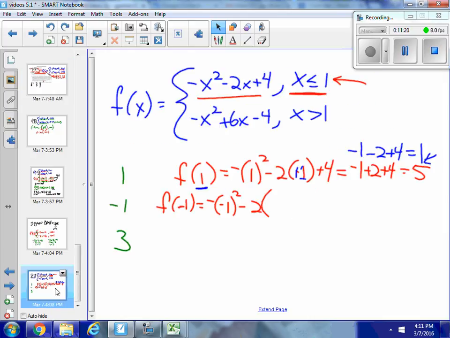Okay, now f of negative 1, now it's 2 times negative 1 plus 4. And that is equal to negative 1 plus 2 plus 4. That is equal to 5, not that. So at negative 1, it's equal to 5.